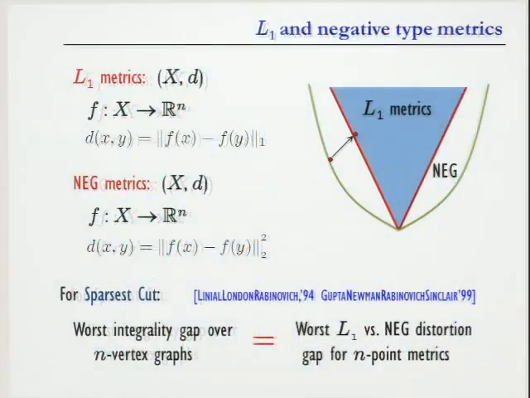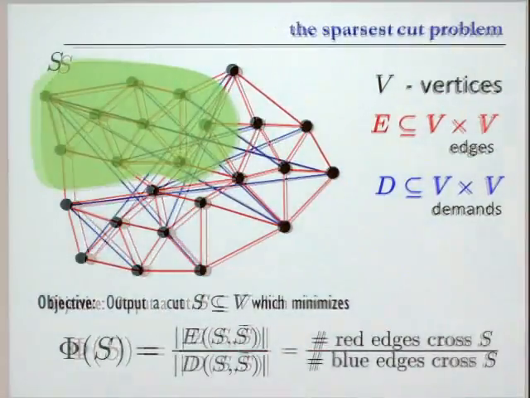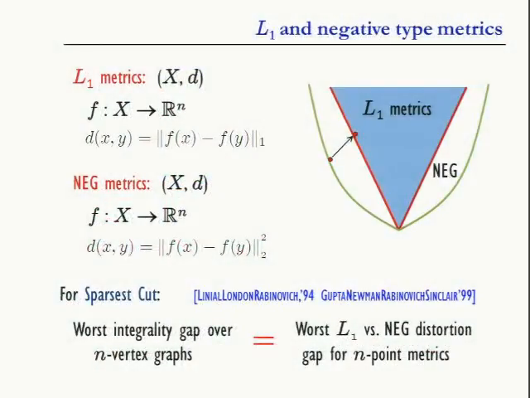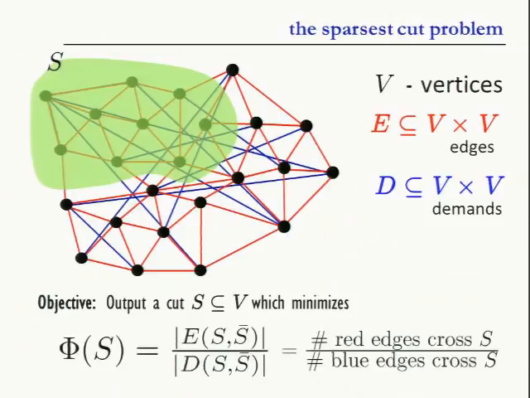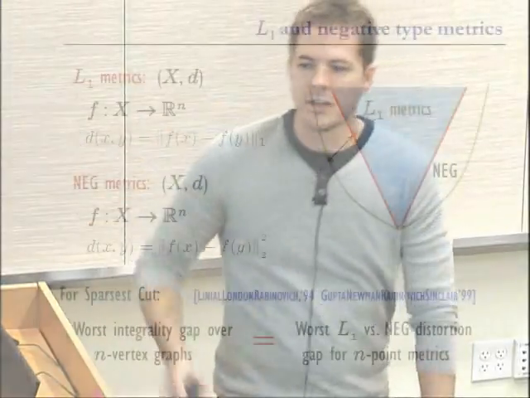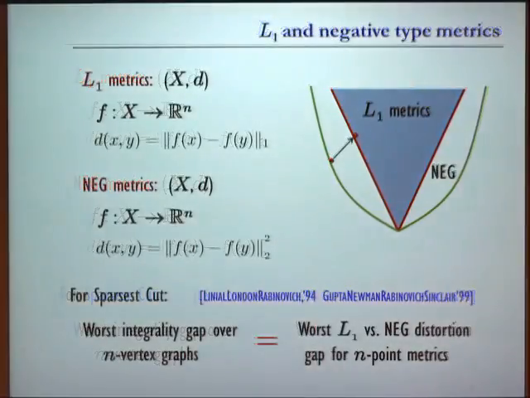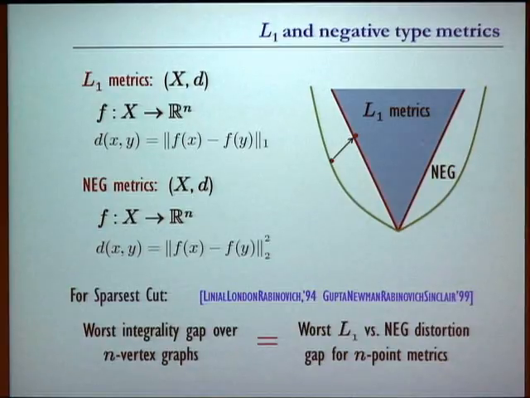Okay, so here's something cool. You can write this down as an optimization problem over cuts, and if you relax it to an optimization problem over this negative type cone, it turns out that the integrality gap for end vertex graphs is precisely the worst distortion to embed one of these metric spaces in one of these metric spaces, for endpoint metrics. So the question of studying how far apart these two cones are is exactly equivalent to the problem of determining how well this algorithm does for sparsest cut.